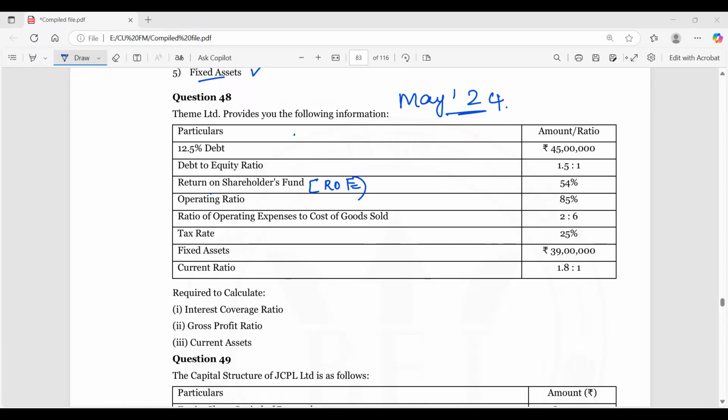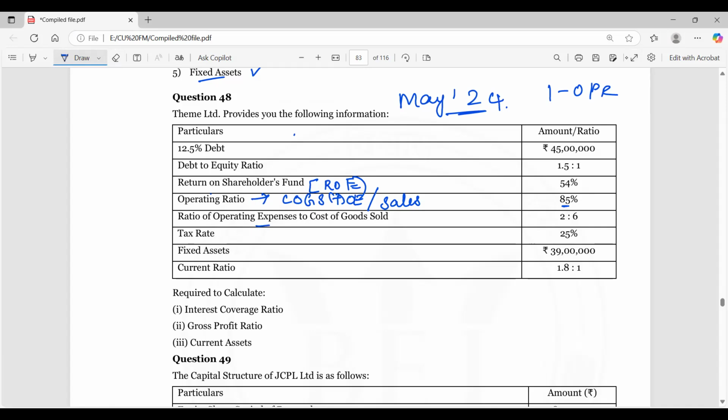Operating ratio was 85%. What is this operating ratio? Operating profit ratio is different. Operating ratio is COGS plus operating expenses by sales. Operating profit ratio is EBIT by sales. To put it very simply, operating ratio is nothing but 1 minus operating profit ratio. I hope you're all getting the point, right? Even if you're not understanding now, while solving the question you'll understand it.